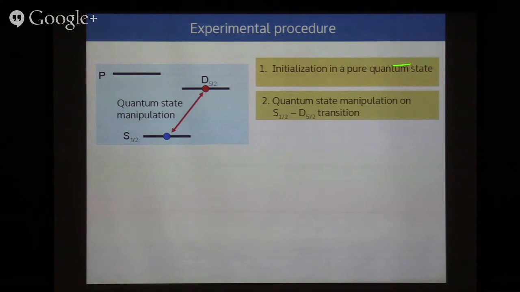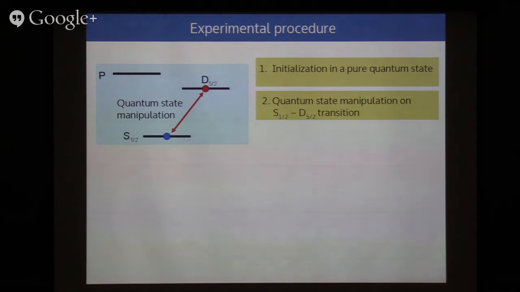Next thing, I need to do a quantum state manipulation. This is the unitary operation, or actually the algorithm. And it's a laser pulse on this transition, the S1/2 to D5/2 transition. It's forbidden, but with enough laser power, you can drive it. So we do this, and this will actually represent our algorithm.